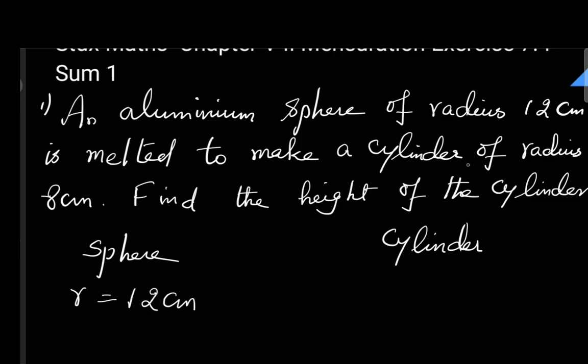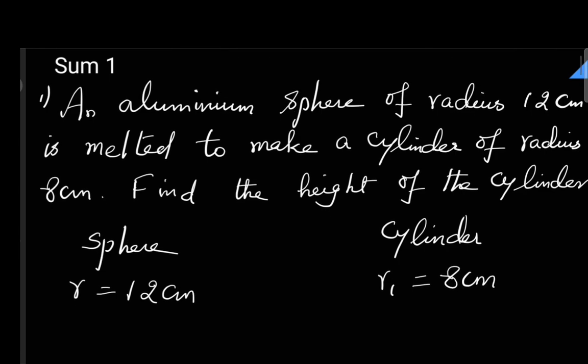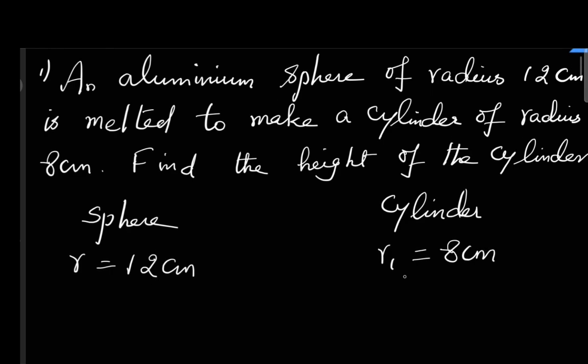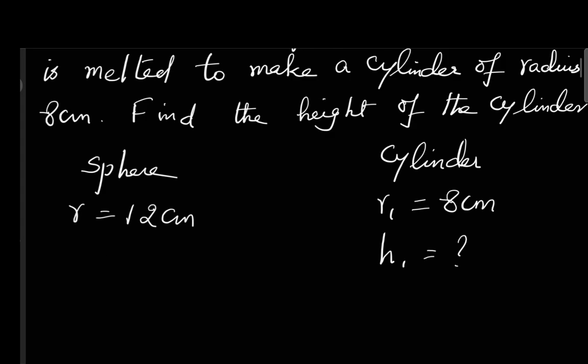And they have also given the cylinder radius. We cannot take the same r, so let me differentiate and take it as r1. r1 is equal to 8 centimeter. And see the question, find the height of the cylinder. You have to find the height h1. So for the cylinder, r1 and h1. In the melted case, we use the volume.